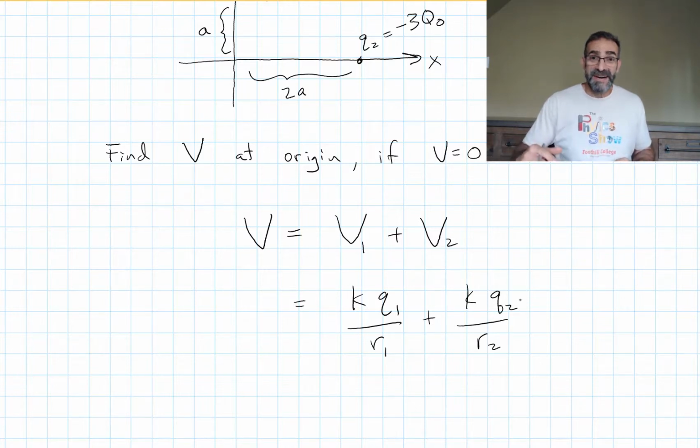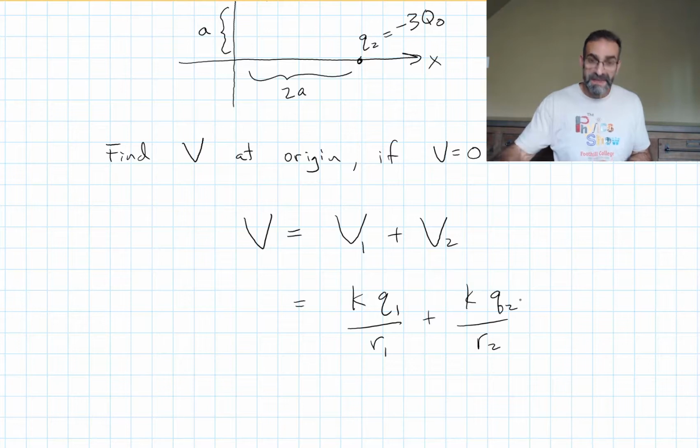Up until now, we've been pounding into you, electric field is a vector quantity. Don't forget to break it up into components before you add things together. But electric potential is a scalar, you will be happy to know. So we don't have to worry about components. We just have to add them up. But we do have to be careful with signs.